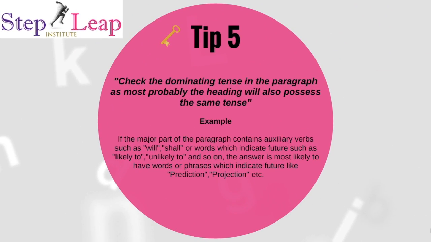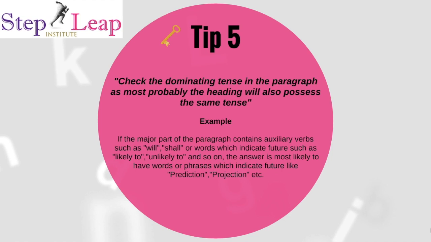Tip 5. You must check the dominating tense in the paragraph, as most probably the heading will also possess the same tense. Now, for example, if the major part of the paragraph contains auxiliary verbs or helping verbs such as will, shall, or words which indicate future such as likely to, unlikely to, and so on, the answer is most likely to have words or phrases which indicate future like prediction, projection, estimation, and so on.